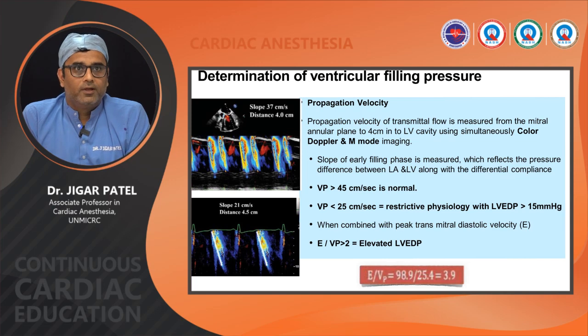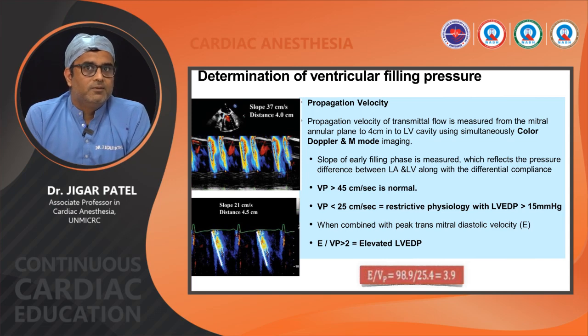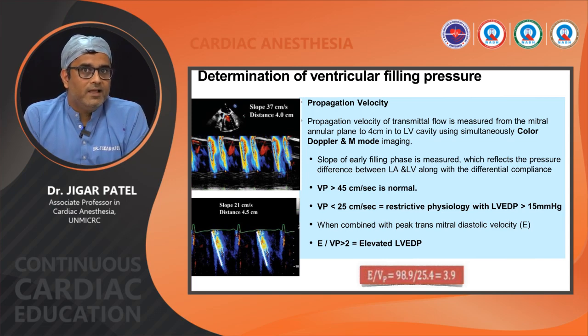Now, you can measure ventricular filling pressure by applying propagation velocity, and propagation velocity of transmitral flow is measured from the mitral annulus plane to 4 cm into the LV cavity. Here you have to use color Doppler and M mode simultaneously. Here you have to measure the slope of the early filling phase, or E wave phase, which reflects the pressure difference between LA and LV along with differential compliance.